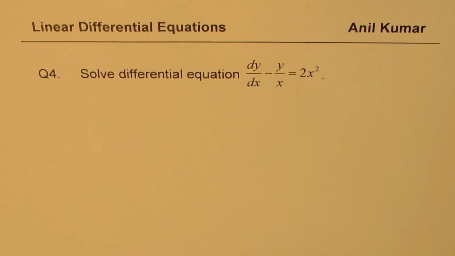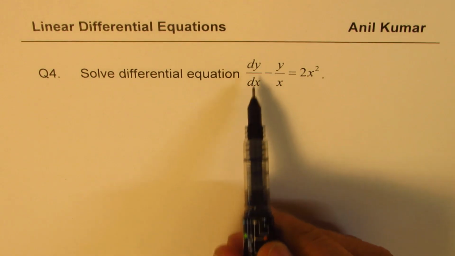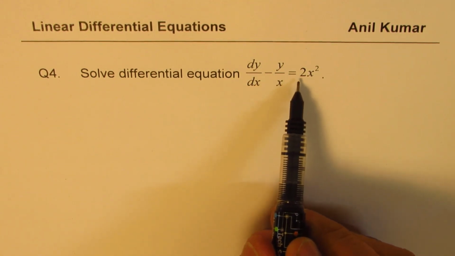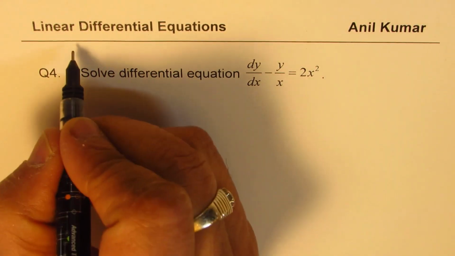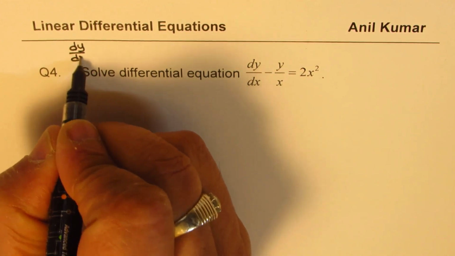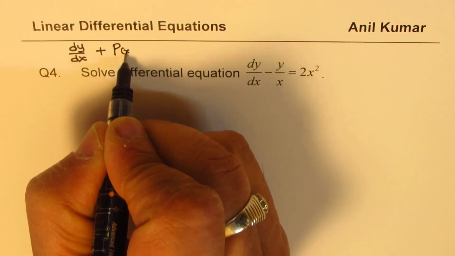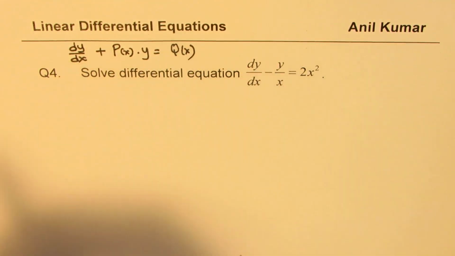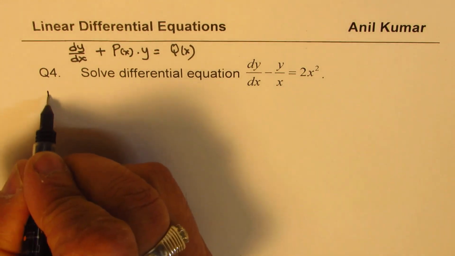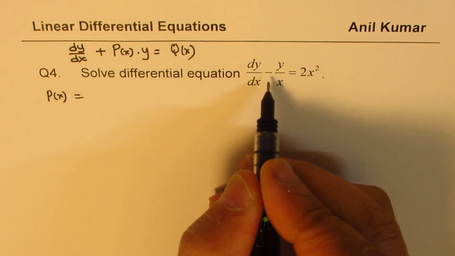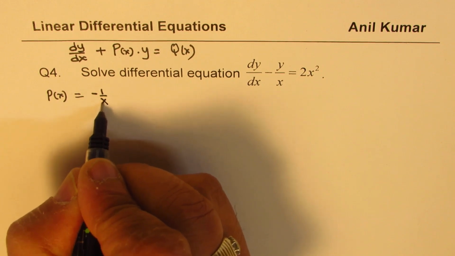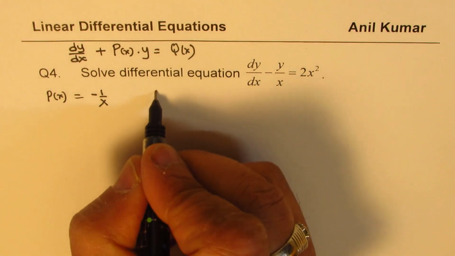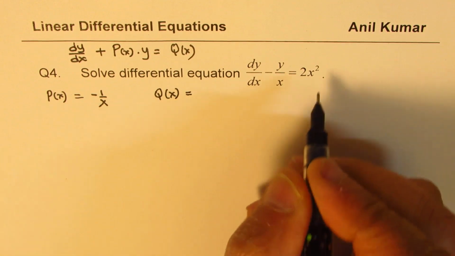Now here is another example. Let us solve the differential equation dy/dx minus y over x equals 2x squared. In this particular case, you need to compare your equation with the form dy/dx plus p of x times y equals q of x, right? So first thing is, what is p of x? So p of x for us is minus 1 over x, correct? And q of x is equal to 2x squared.